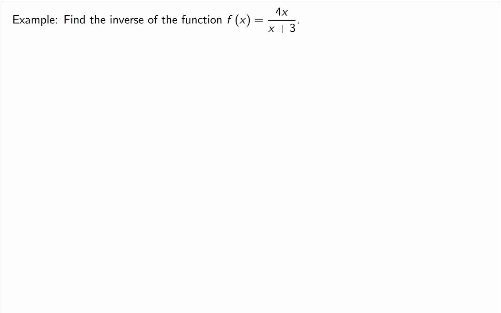Next example. Now this example is going to be a little bit different. Let's start off with y equals 4x over x plus 3. What's a little bit different about this one is I've got a denominator and I have two x's floating around, but I'll show you how to tackle that.